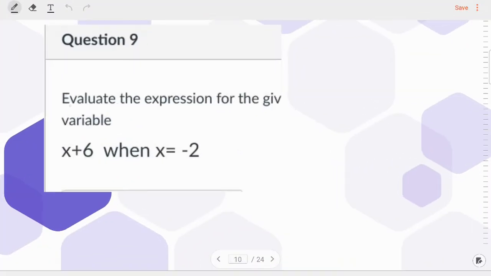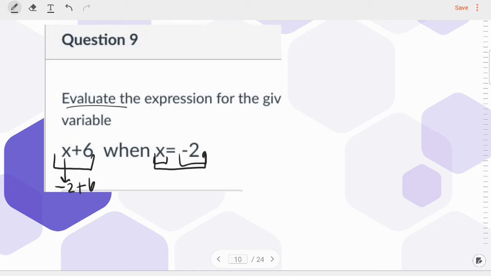Remember, when I evaluate, it means I'm going to be plugging in this value. I'm going to be replacing it. Remember, another nickname for x is negative 2. So when I come here to the sentence, I'm going to rename that. X is now negative 2.